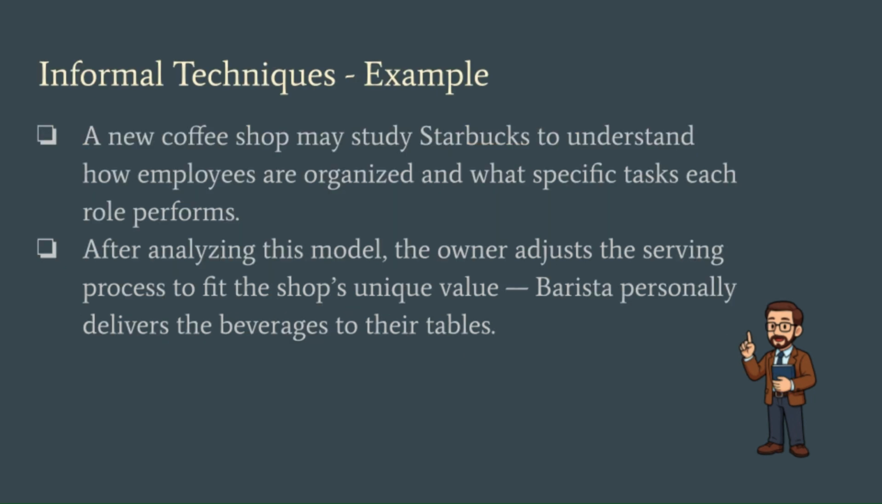Example, a new coffee shop may study the organizational structure and job contents of a successful brand such as Starbucks or a popular local competitor to understand how employees are organized and what specific tasks each role performs. For example, barista, cashier, cleaner, manager. After analyzing this model, the owner adjusts the serving process to fit the shop's unique value, customer comfort. For instance, instead of asking customers to collect their drinks at the counter, the barista personally delivers the beverages to their tables. This small change reflects a deliberate job design choice aligned with the company's service philosophy.